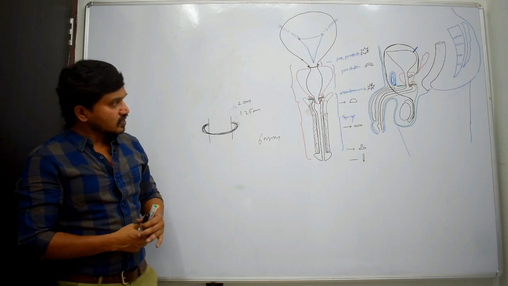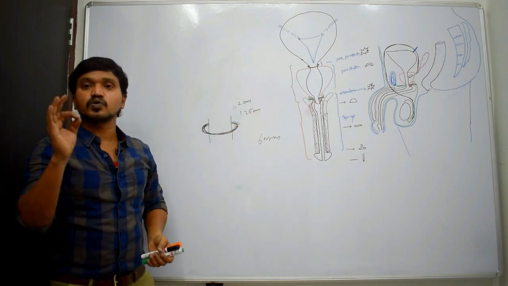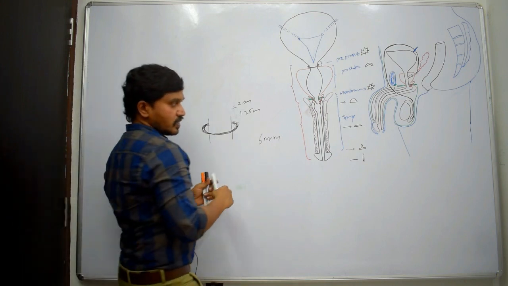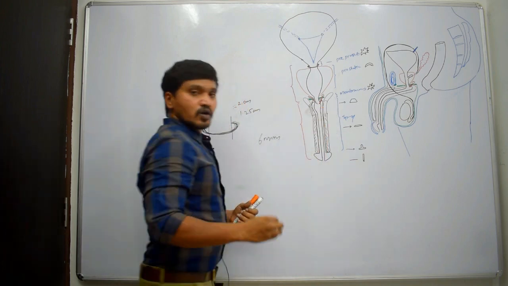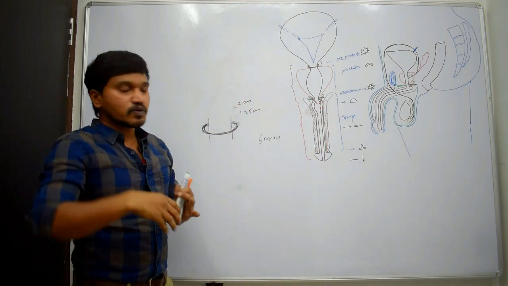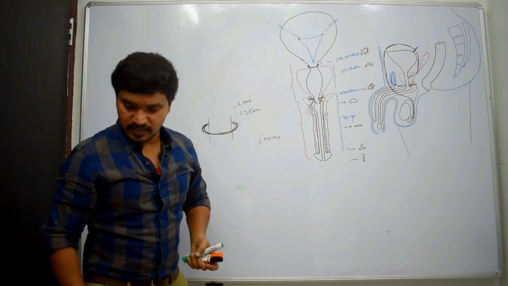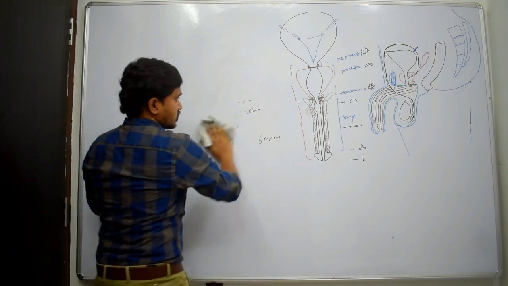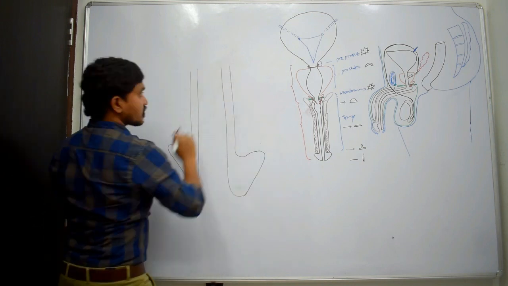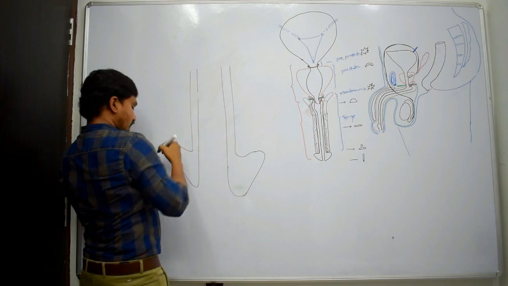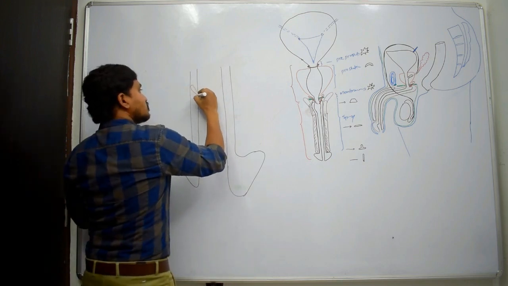Now, what are the other features which are present in the penile urethra? There will be urethral glands. Here there will be some glands which are present in the mucous membrane and they will be opening into the urethra. Those glands, what we are calling urethral glands. Let me take a separate picture for it. Imagine this is urethra. Here there will be some glands. Those glands are mucous glands or simple mucous glands.